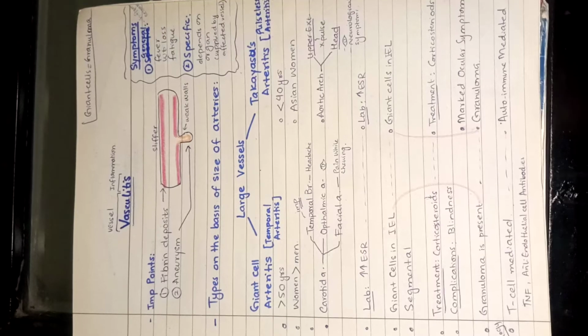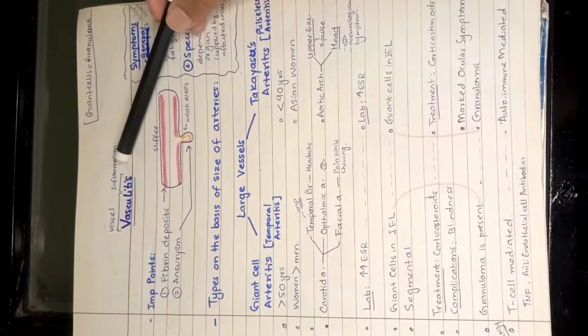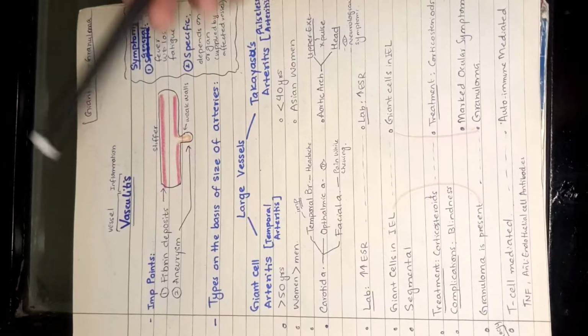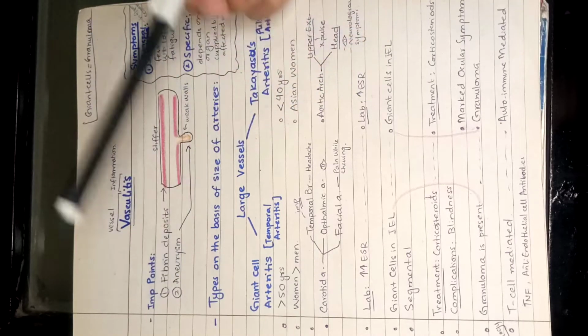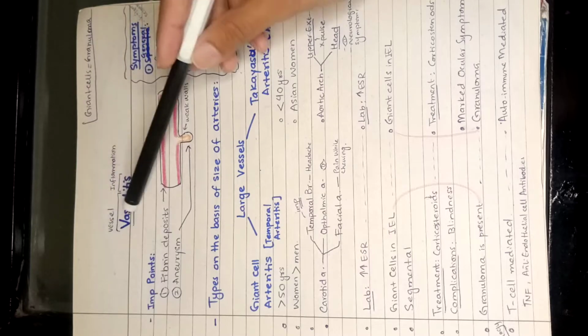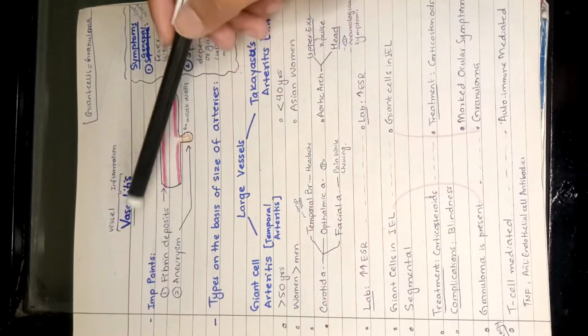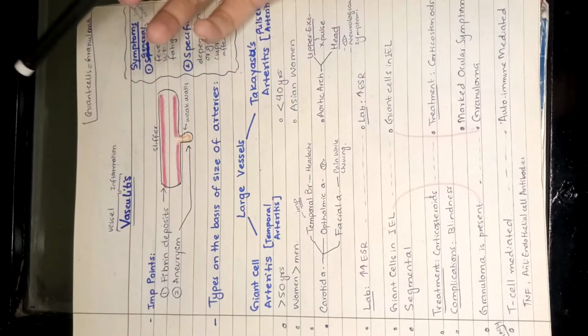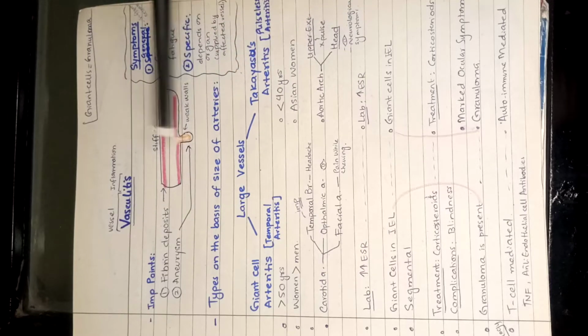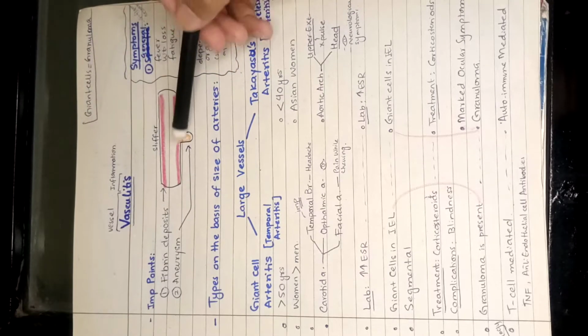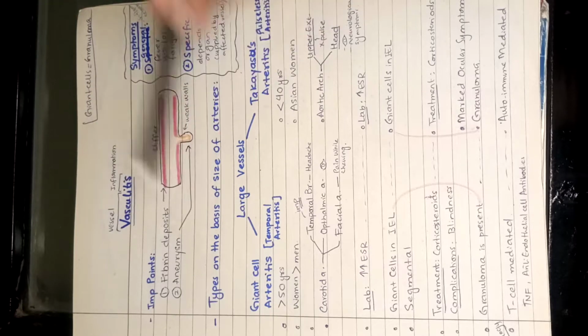Okay guys, in this video we will be discussing vasculitis. Vasculitis means the inflammation of vessels, right? The important points related to vasculitis are that there is a deposition of fibrin that leads to stiffness of the walls of the vessels, and secondly, it can also lead to weakening of the walls, which can lead to multiple aneurysms.